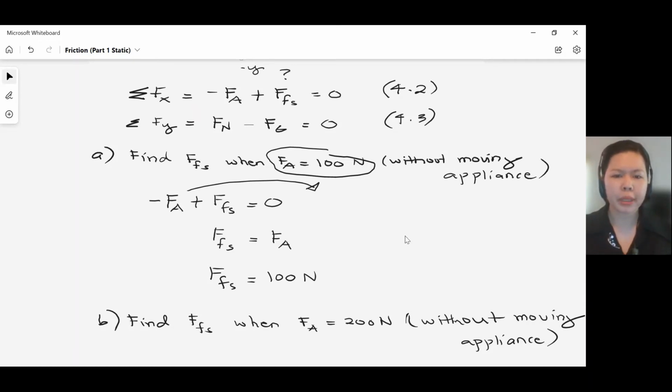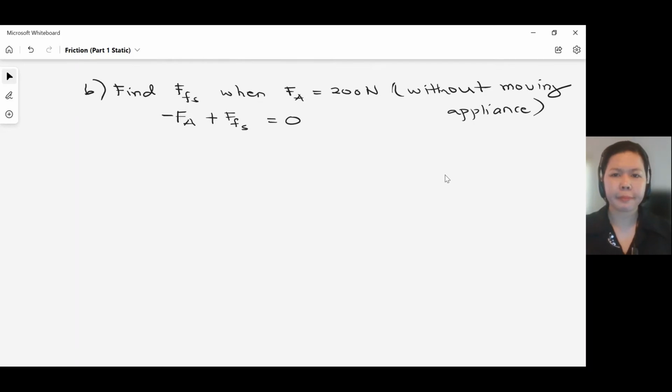We copy negative Fa, plus FFS, equation 4.2, equals 0. So again, we are looking for FFS, so we transpose this to the right. FFS equals Fa. And now our Fa is 200 newtons, so FFS equals 200 newtons.